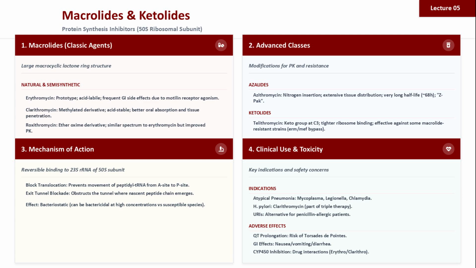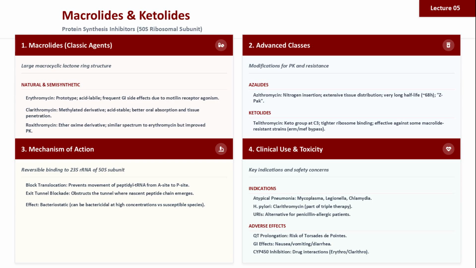Azithromycin belongs to azalides, where a nitrogen is inserted into the ring, giving it a long half-life and excellent tissue distribution. That is why it is widely used in respiratory infections. Then we have ketolides like telithromycin, which bind more strongly to the ribosome and can overcome some resistance mechanisms, especially methylase-mediated resistance. Now coming to mechanism, which is very important.